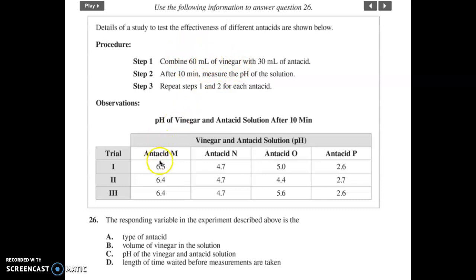And then what antacid they use each time. That's what they've changed. Okay, so the manipulated variable here is the antacid, and the volume of vinegar in the solution, they are using 60 each time, so that's a controlled variable, and then the length of time waited before you measure is the same, right? So 10 minutes each time, 60 milliliters each time, those are your controlled variables to make sure your question is valid.